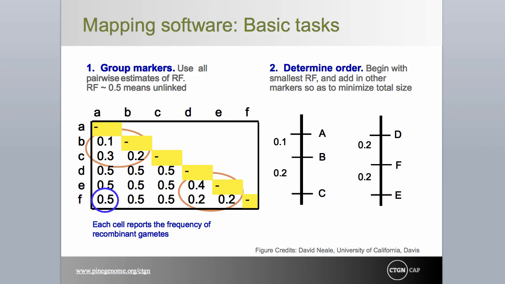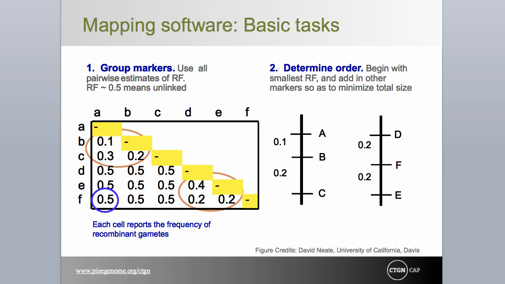Finally, the spatial relationship between markers, or the marker order, is determined. Here, a rather simplistic example is given that illustrates the ordering process. One could extend this logic to explain why all markers in a group need not be linked to each other.